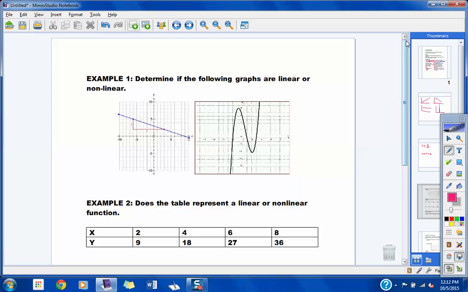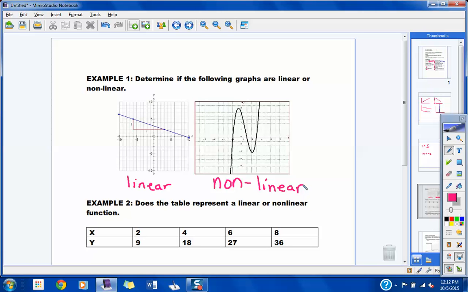Example 1: determine if something's linear or nonlinear. Now, in this first graph, don't worry about what I have in red up here. Of the first graphs up here, the one on the left and the one on the right, which one appears to be linear? The one on the left is linear. It's a straight line in blue. How about this one on the right? Linear or nonlinear? Nonlinear. That looks like some kind of a cubic function to me, but we won't talk about that now. Sound good?